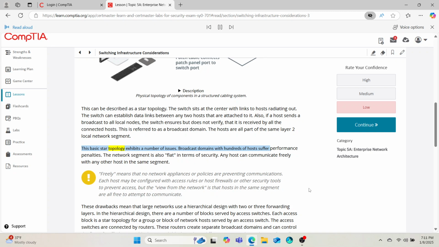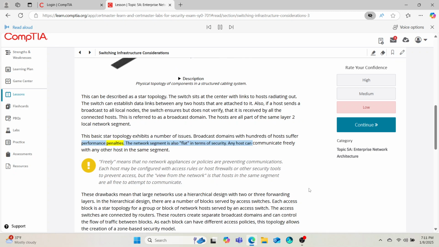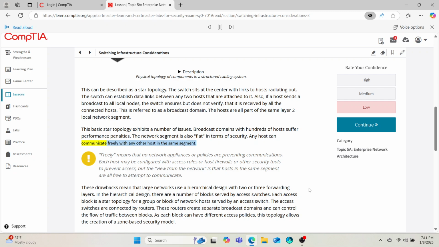This basic star topology exhibits a number of issues. Broadcast domains with hundreds of hosts suffer performance penalties. The network segment is also flat in terms of security. Any host can communicate freely with any other host in the same segment. Freely means that no network appliances or policies are preventing communications.